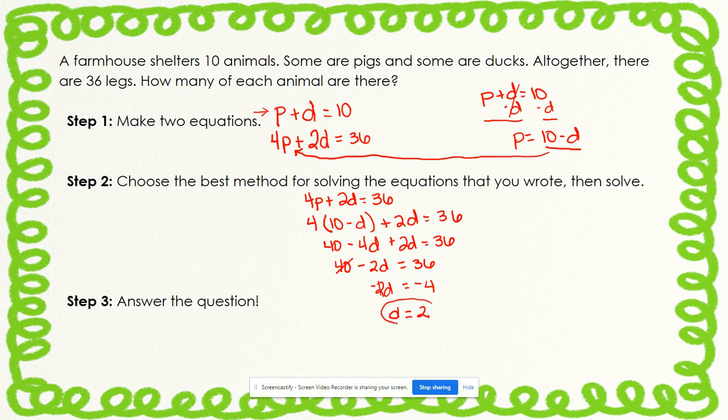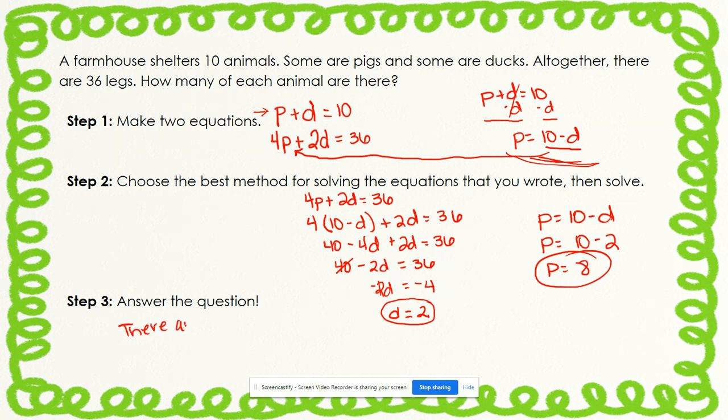So that means that there are 2 ducks, and now I need to figure out how many pigs there are. So I'm going to use this equation that I wrote, which was P equals 10 minus D. So I'm going to plug in 2 for D, so 10 minus 2, and that means P equals 8. So I answer the question. There are 2 ducks and 8 pigs on the farm.